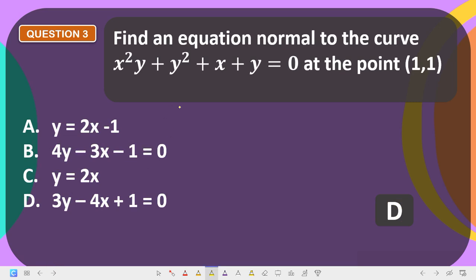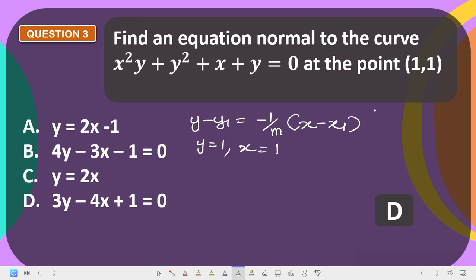Now the next. Find an equation normal to the curve at points. Now whenever you are given any question like this, what you first of all do is to differentiate what is given to you in order to find your slope, because the equation of the normal is usually y minus y1 is equal to minus 1 divided by the slope, bracket x minus x1. Now our y1 is what was given as 1, and then our x1 is what is given as 1. If you look at the point here, 1 and 1, it means this one is x1 and this one is y1. Okay?